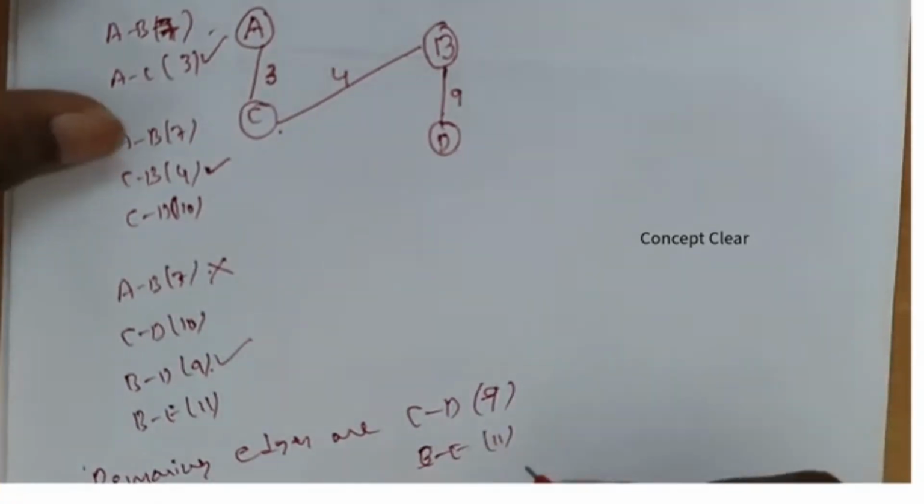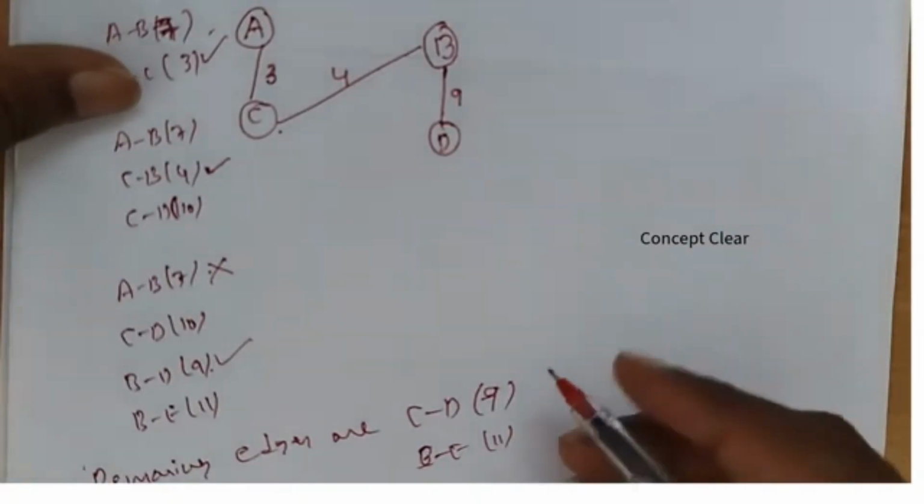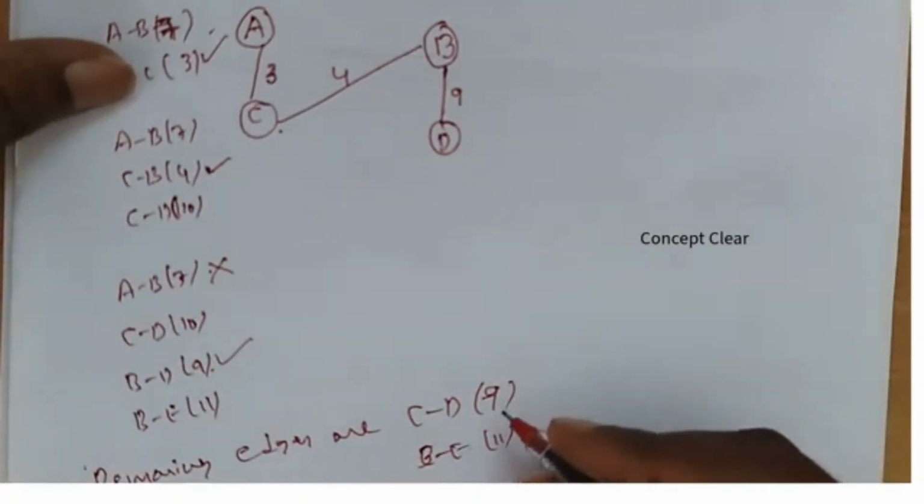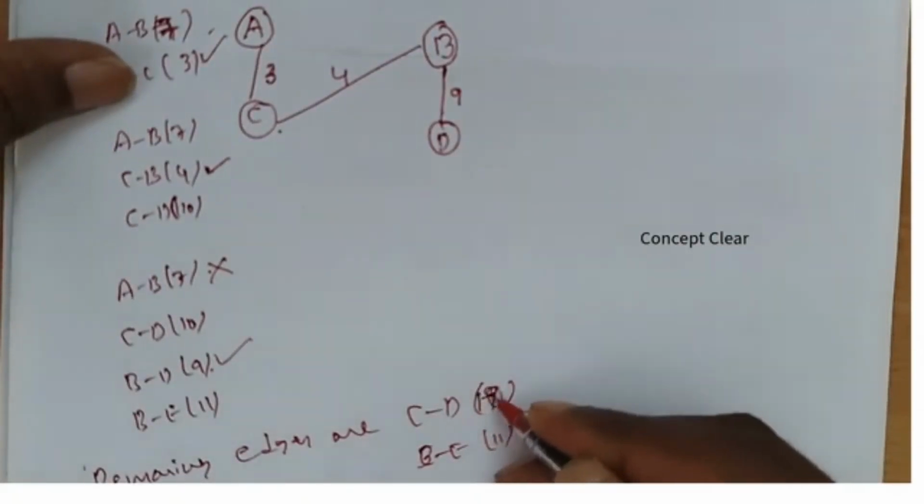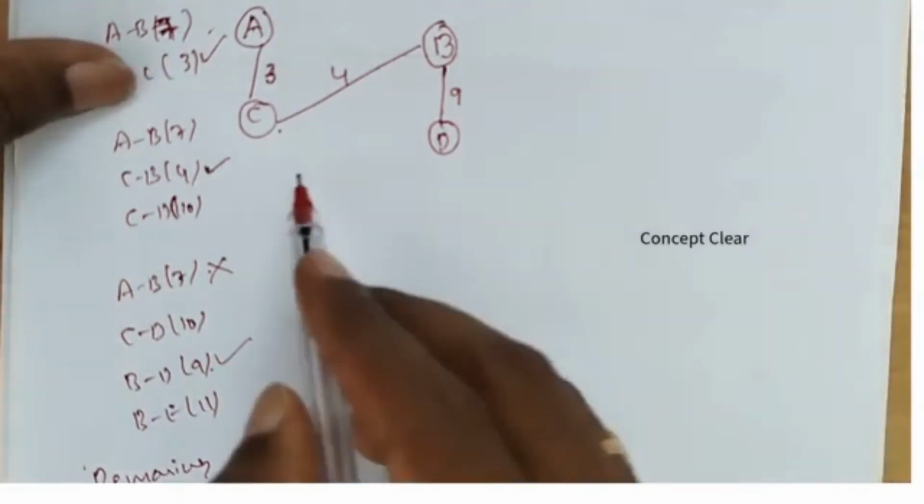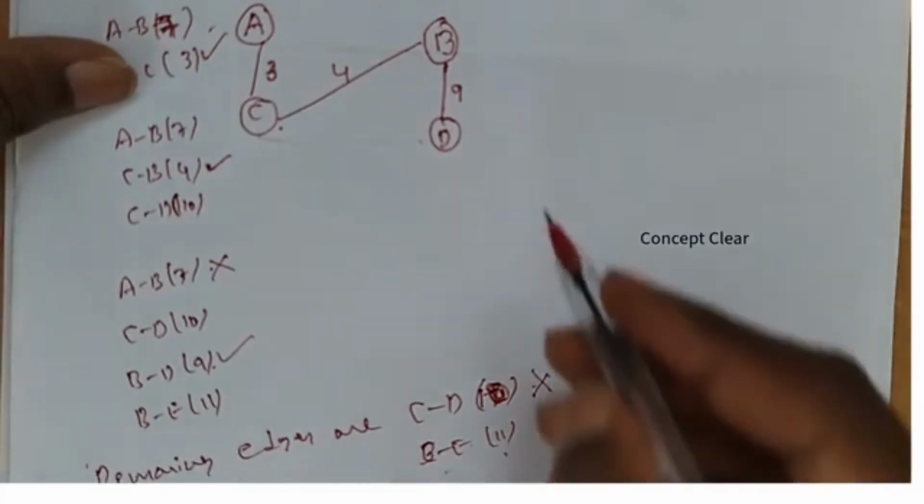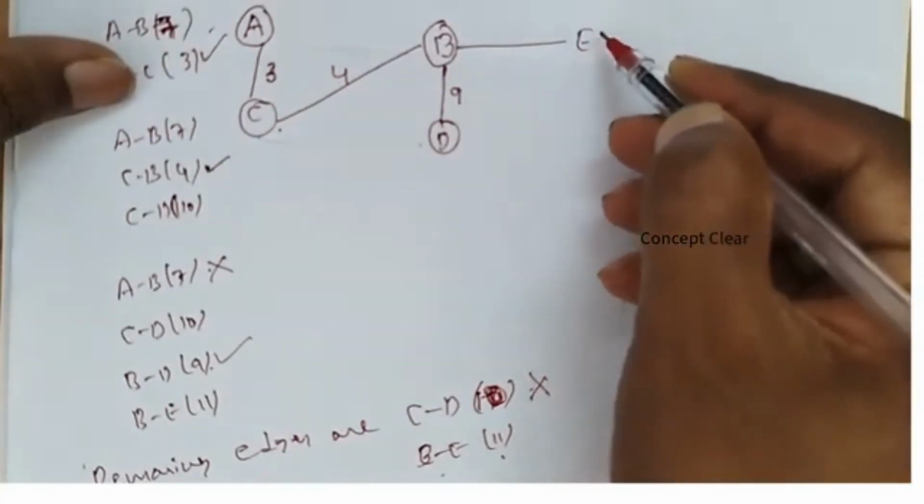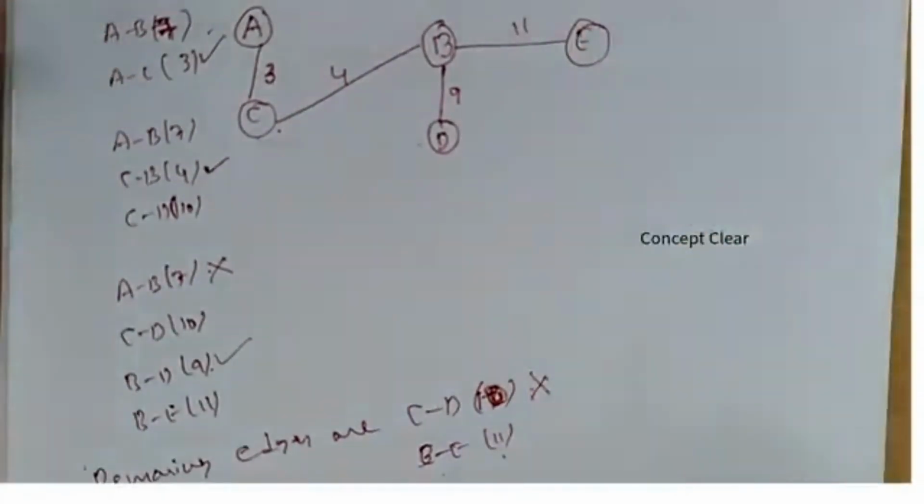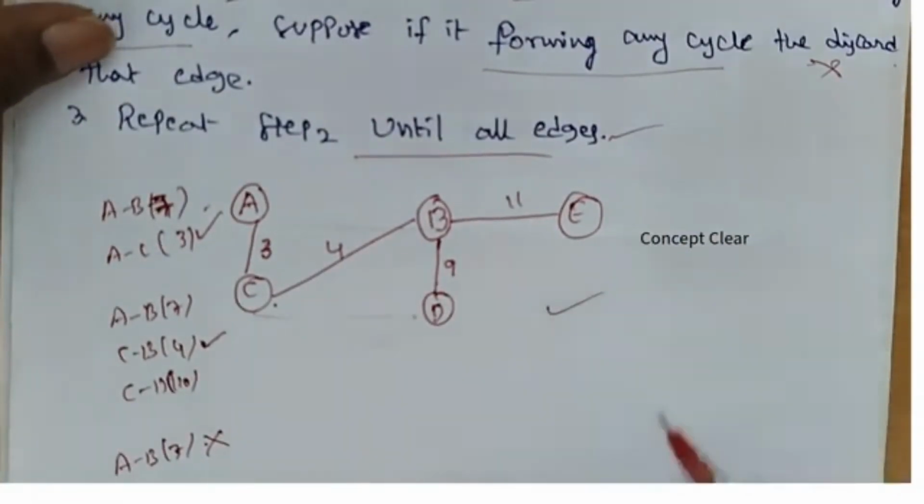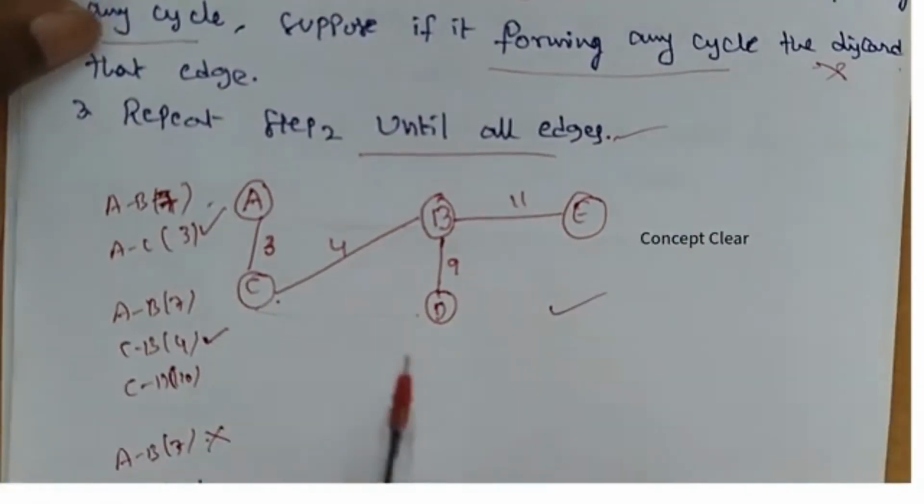According to these two, which one is the least value? C to D is 10, 10 is the least value. If you consider C to D, it is forming a cyclic form, so it is discarded. And B to E is 11, so we take B to E. It is 11. Okay, this is the final spanning tree.